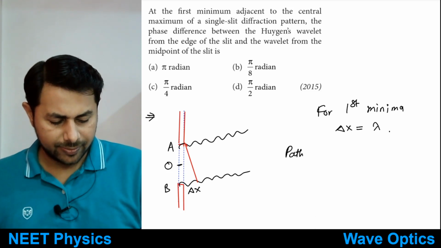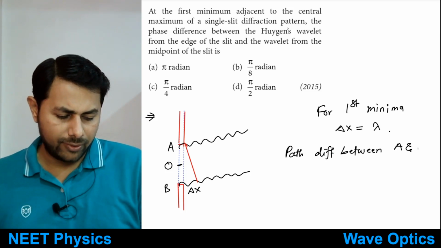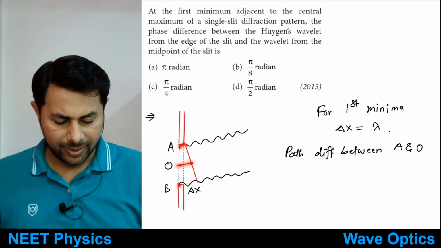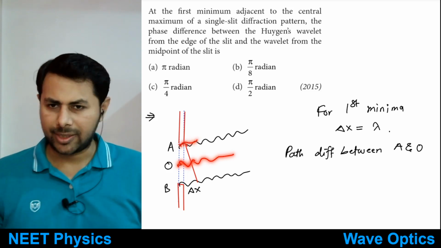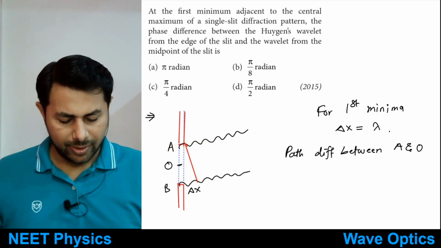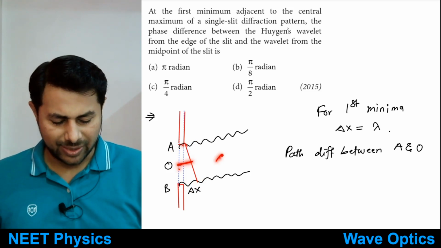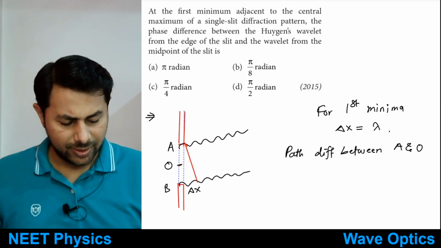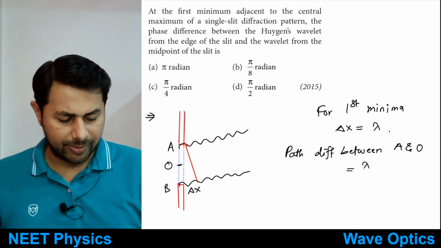So what would be path difference between A and O? Path difference between A and O, it would be half of the path difference between A and B, right? For waves starting from here and here, the path difference would be half of the waves between this and this point, right? Okay, so this path difference would be equal to delta x divided by 2. So that is lambda by 2. Okay, path difference between A and O is equal to what? It's equal to lambda by 2.